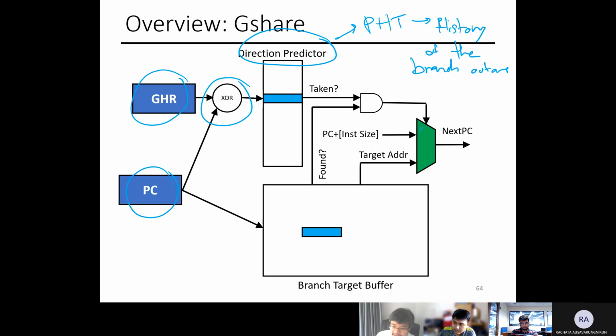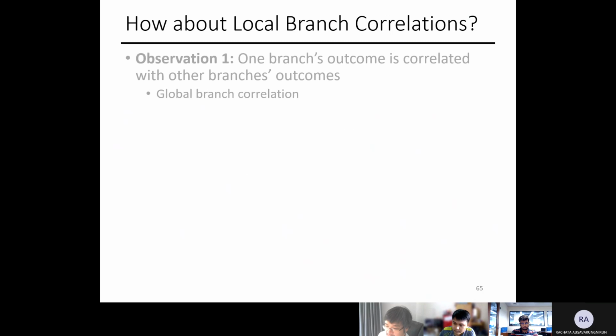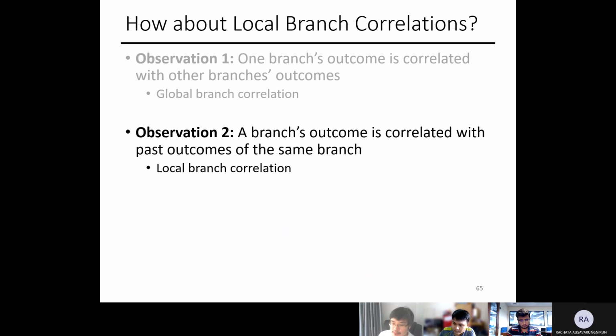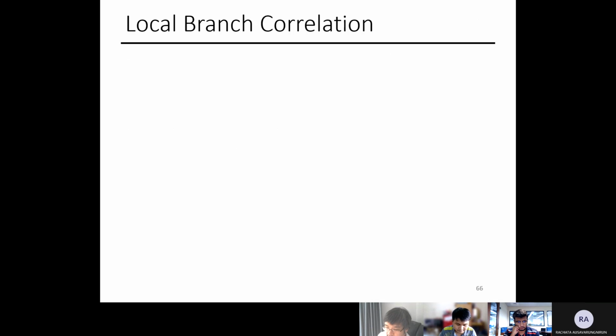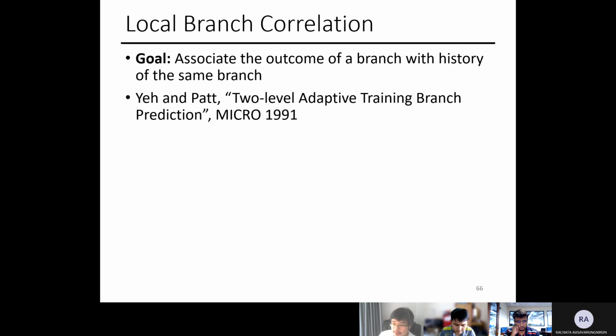What else can we do? Another thing we can do is what we call local branch correlation. Basically, you predict the branch outcome by using the correlation with the past outcomes of this same branch. And here's how it works. The goal is we want to associate the outcome with the history of the same branch. This is one of the seminal papers in Micro 1991. The idea from this paper turns into the actual predictor in the processor.